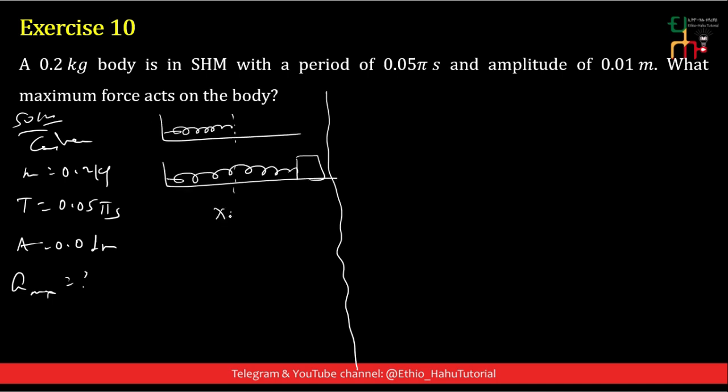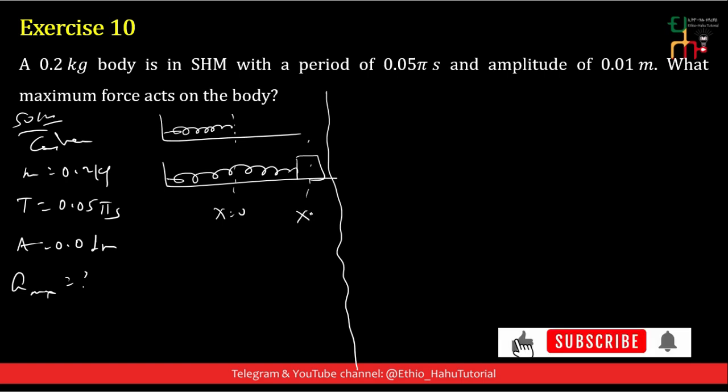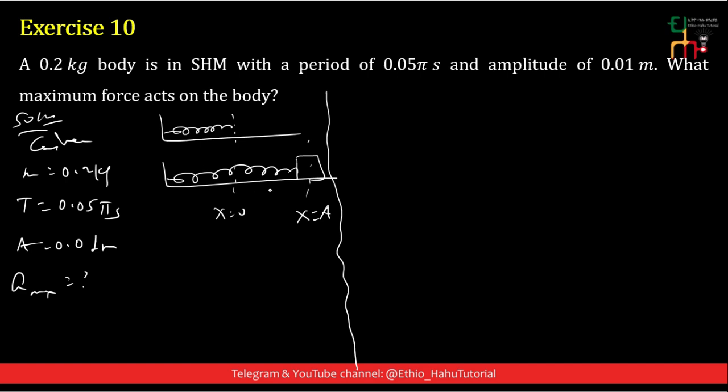This is the equilibrium position, x is equal to 0, and this is the maximum point of oscillation, x is equal to a. The acceleration is maximum when the block attains its maximum point of oscillation. At the equilibrium position, the speed is maximum, whereas the acceleration is 0. But the acceleration is maximum when the block reaches the highest point of oscillation. To find the maximum acceleration of the block, we start from the period of simple harmonic motion, which is 2 pi the square root of m over k.